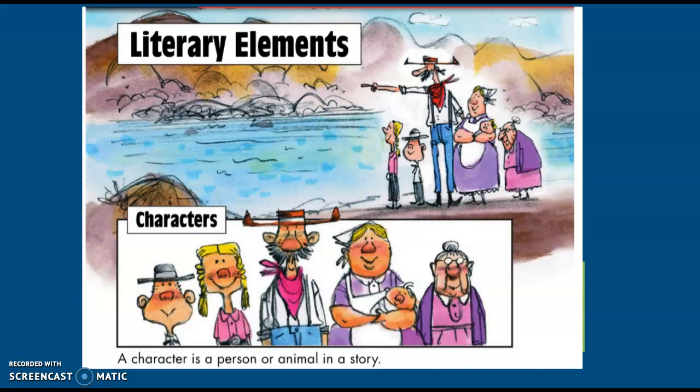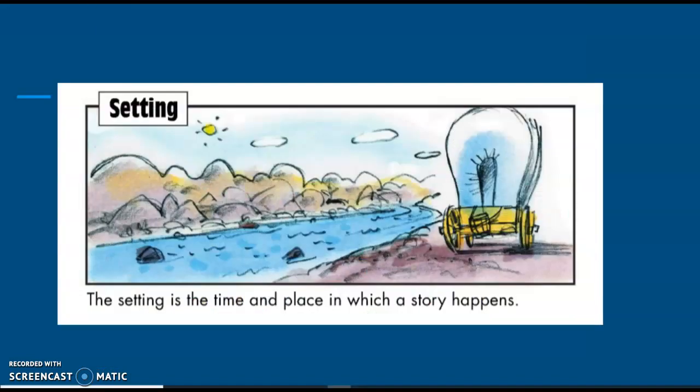But let's review some of the other literary elements before we talk about plot and theme. If you remember from the beginning of the year and really throughout the year, we've talked about how every fiction story has characters. A character can be a person or animal in a story. Every fiction story also has a setting, and the setting is the time and place in which a story happens.